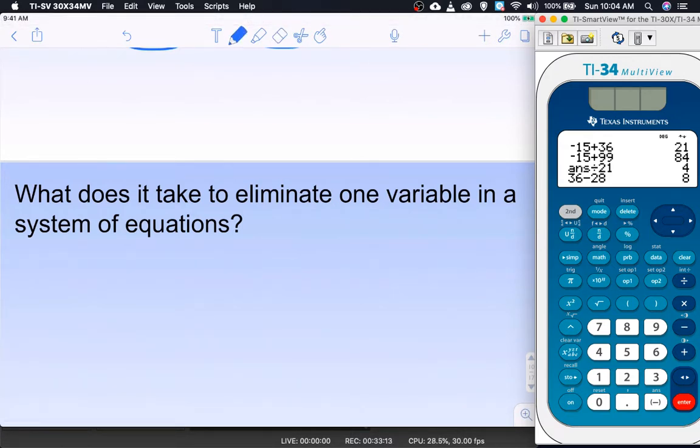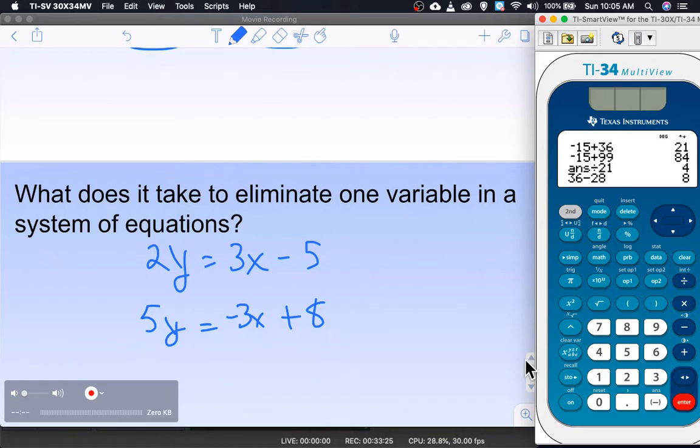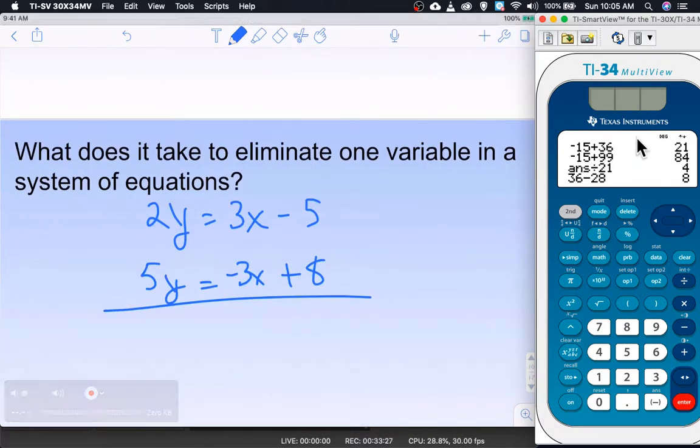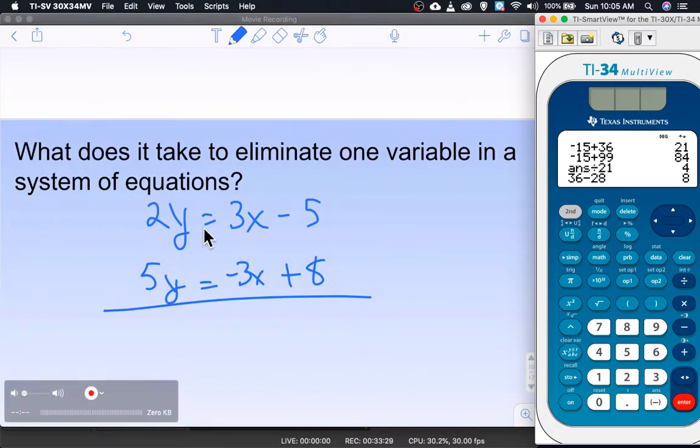If I had y equals 3x minus 5, and 5y equals -3x plus 8, I could use the elimination method right now. I could go, hey, look, my y's are lined up, and my x's, and my equals, and my everything, and I could eliminate right now.